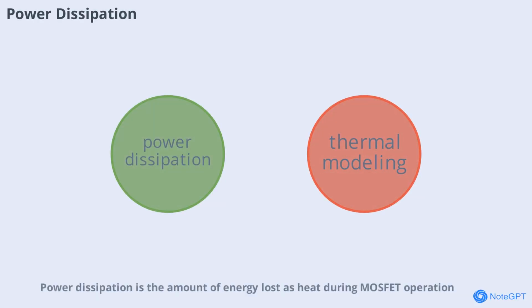Power dissipation is the amount of energy lost as heat during MOSFET operation. It depends on drain current, on resistance, and switching frequency. Managing power dissipation is crucial for preventing overheating and ensuring device reliability. Engineers use thermal modeling and heat sinks to keep MOSFETs within safe temperature limits.